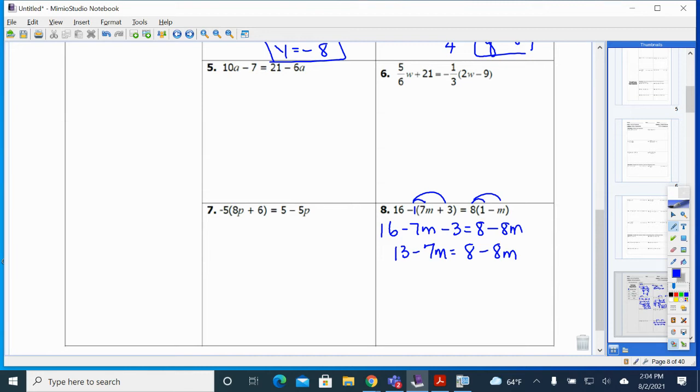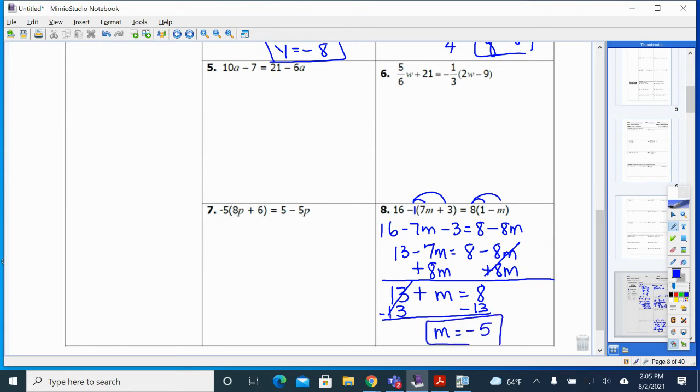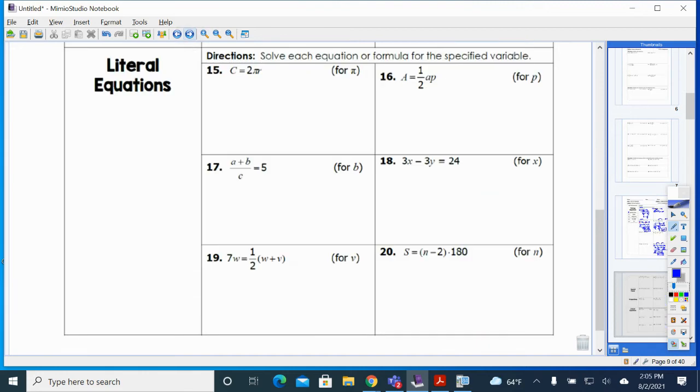I am personally going to add an 8m. That doesn't mean that you have to add the 8m, but that's what I'm going to do. I'm going to add the 8m so that the 8m goes away on the right side. And I'm going to combine my negative 7m plus 8m and get a positive 1m, or just m, equals 8. Now you can see easily that we need to subtract the 13. And we get m equals negative 5. All right, moving on.